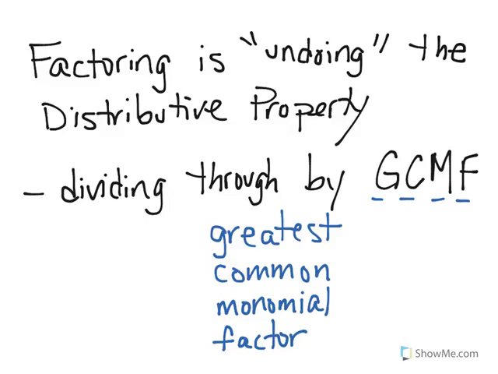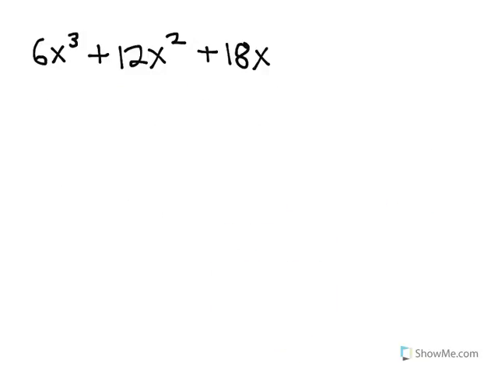The next thing we're going to take a look at is factoring, and factoring is undoing, or it's the inverse of the distributive property. So because the distributive property is multiplying, factoring is truly dividing, and we're dividing through by the greatest common monomial factor. So let's take a look at the example: 6x cubed plus 12x squared plus 18x.